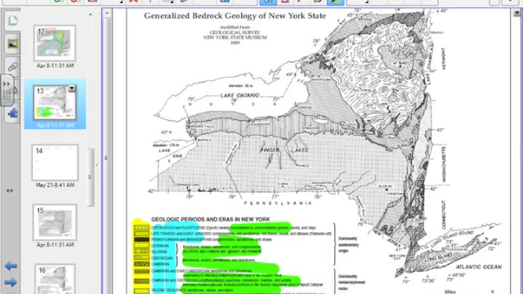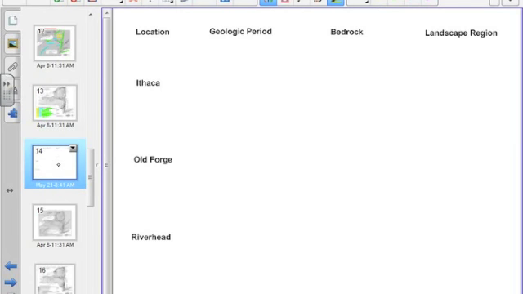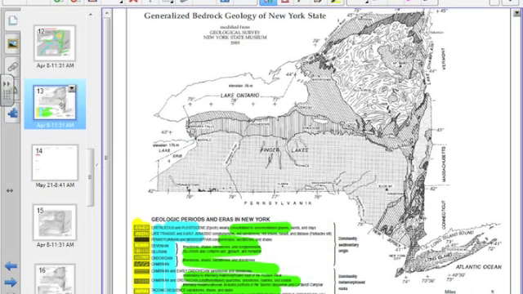So we've got symbol, we've got geologic age, and we've got type of rock, all keyed on this map. So let's take a look at a few examples. Let's talk about Ithaca as our first location. We go back to our New York State map because this is the one that will actually show us the city. Ithaca is located at the tip of one of the Finger Lakes.